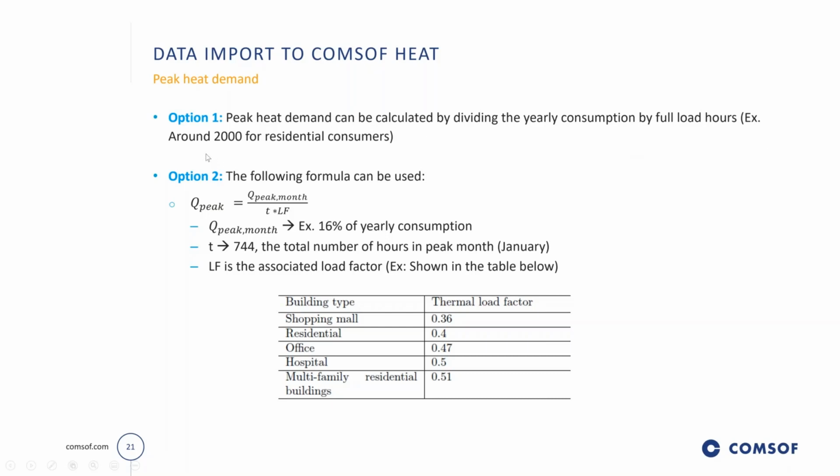This is approximately around 2000 for residential consumers. For other building types, you can have other full load hours depending on the location and the use case. Once you have full load hours, we just divide the yearly consumption by it, so we directly get the peak heat demand.